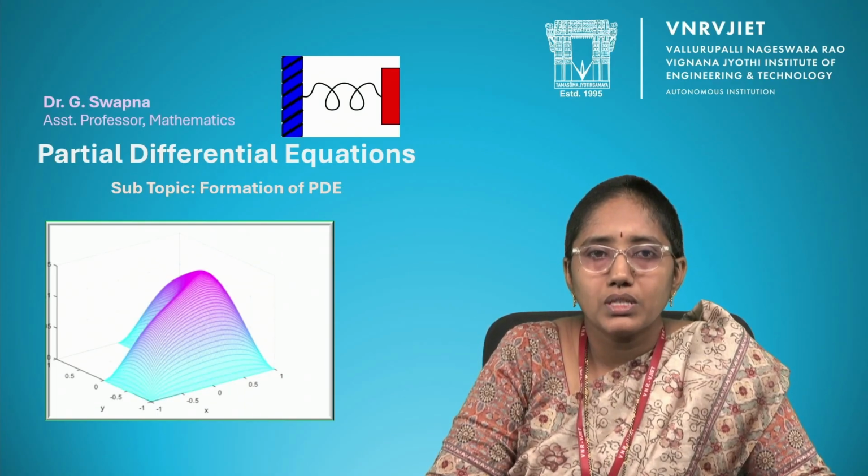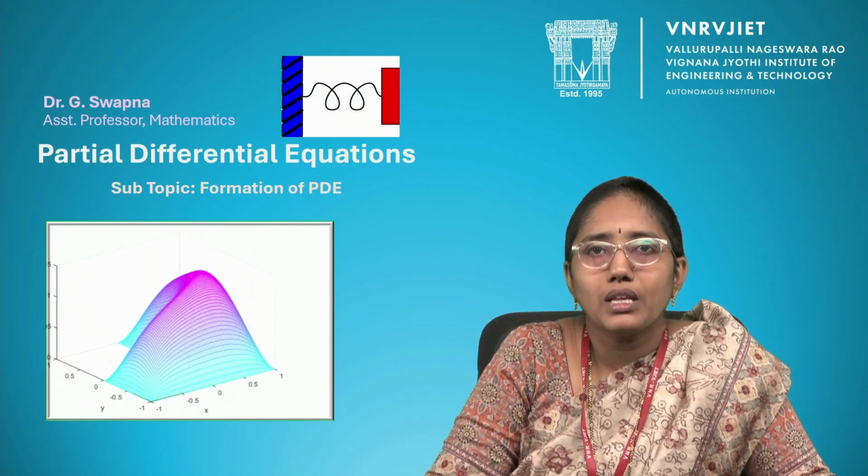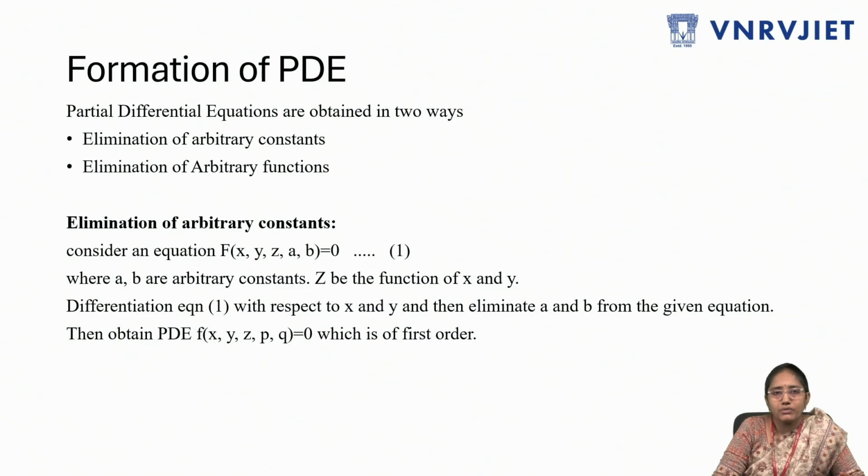Today we are going to start with partial differential equations. First, we start with how the partial differential equation is formed. For the formation of partial differential equations, there are two ways: one is elimination of arbitrary constants and the other is elimination of arbitrary functions. Now start with the elimination of arbitrary constants.